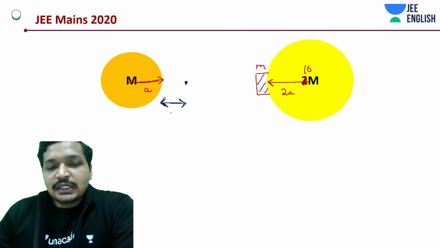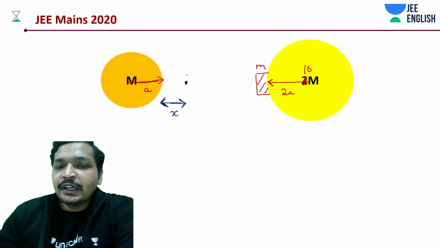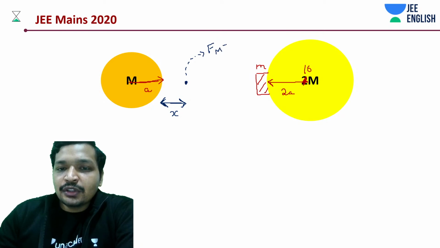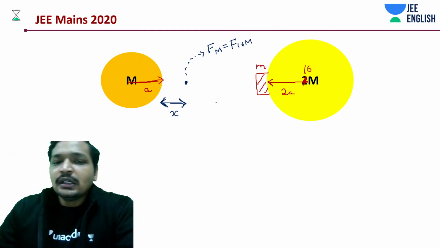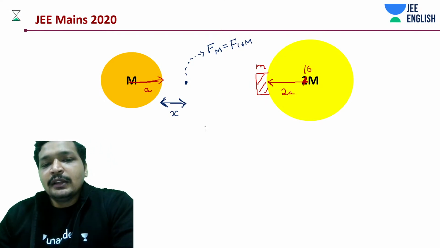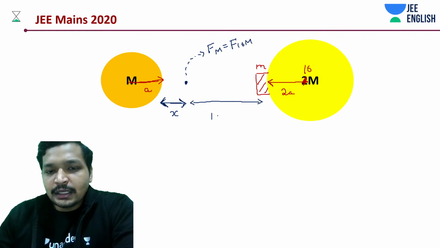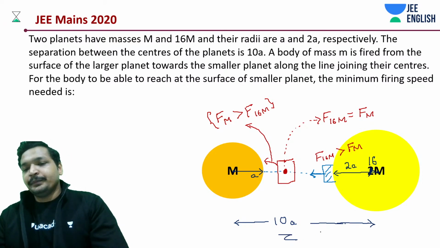So let's assume at some distance x, you have that point where the field is balanced. First of all, you'll be finding out the force on this object due to m and 16m are balanced. Anything beyond that, already it's taken. A little greater than that should be the answer. But anyway, your answer is going to be the optimal point. And then what is this distance going to be? This is going to be 10a minus, because the distance between both was 10.